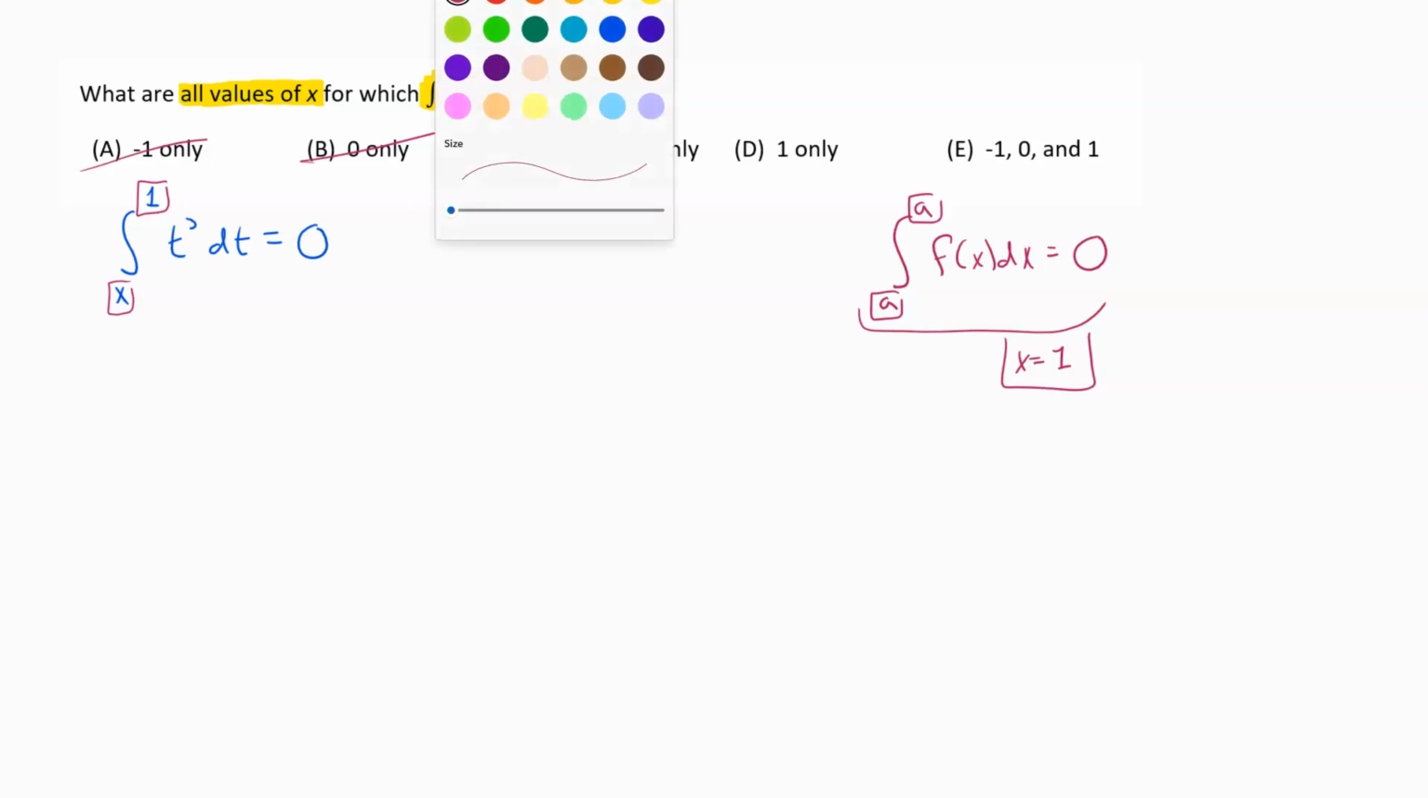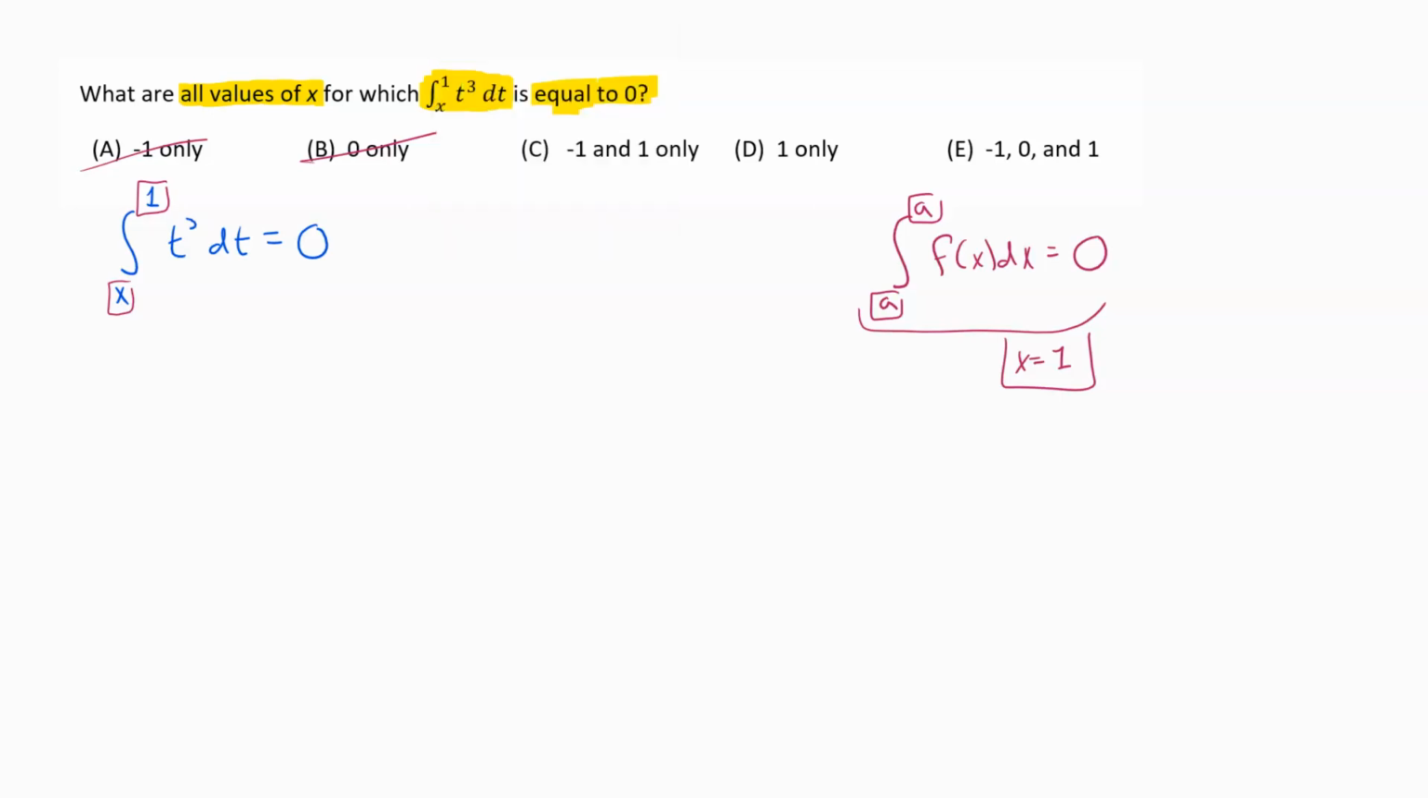The other part of your answer is going to be found by performing the definite integral and then solving that solution for x. To do a definite integral here, we would use our power rule. Step 1 of the process says add 1 to the power. And then step 2, divide by that new power. So let's go ahead and do that and see where that gets us. Adding 1 to the power here would give me t to the 4th divided by that new power.